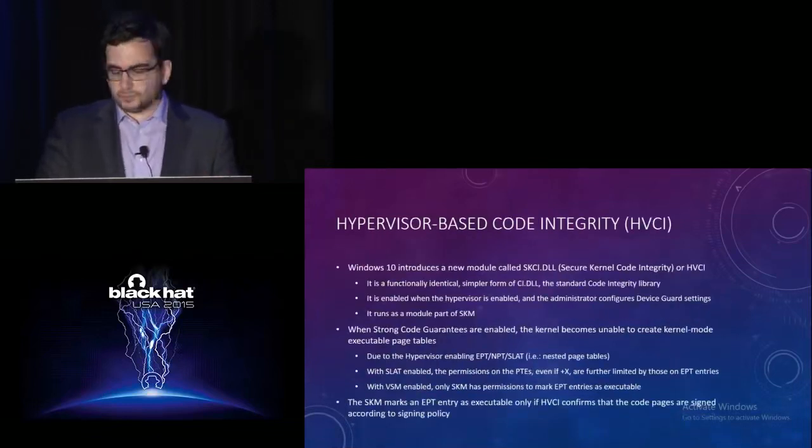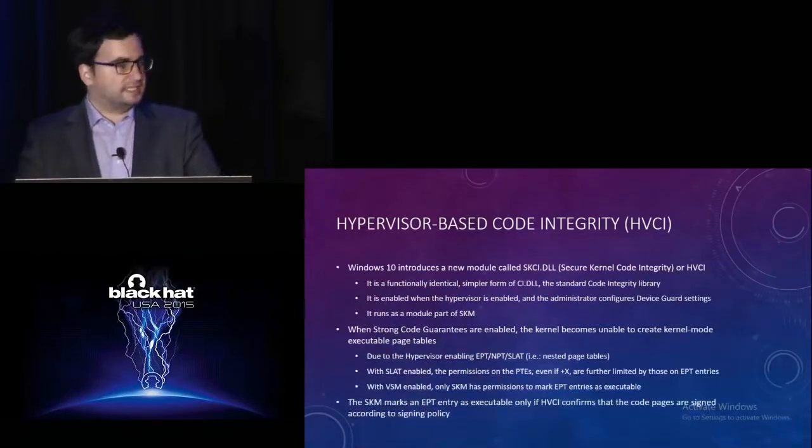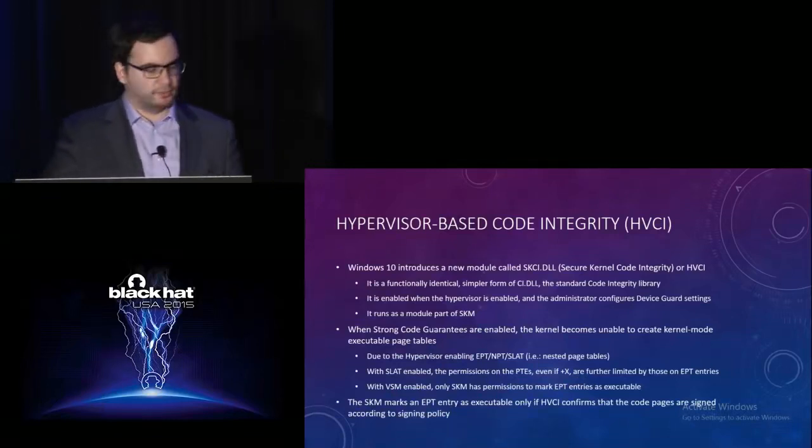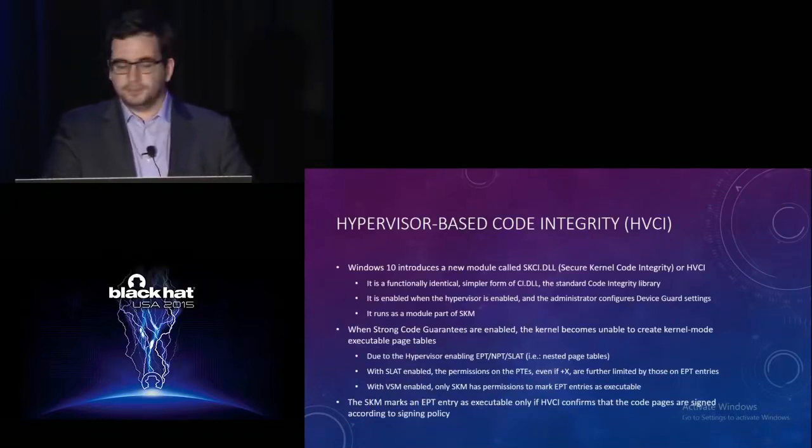So part of what's running in the secure kernel mode is that secure kernel, but also this SKCI library. And that's your hypervisor-based code integrity, or HVCI. This is an identical-ish version of CI.dll, which runs in VTL0 as part of the normal kernel, and it's what basically checks for certificates, checks for digital signing. And when you enable what are called strong code guarantees through VisGuard, it's going to be the thing that checks, is this binary allowed to load?